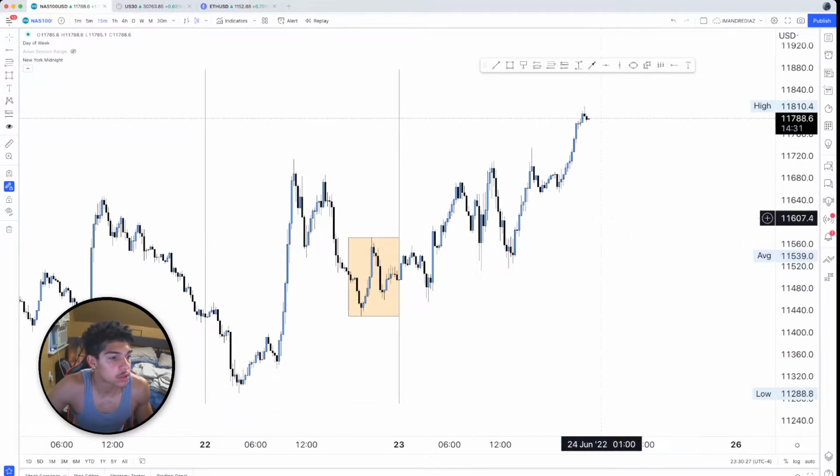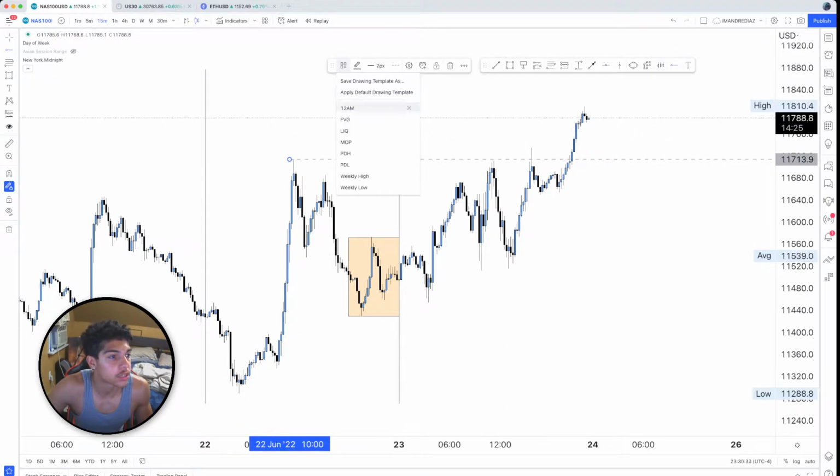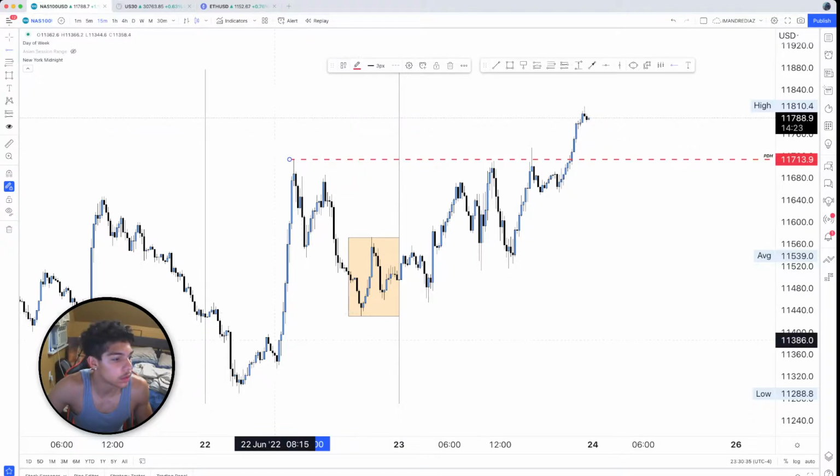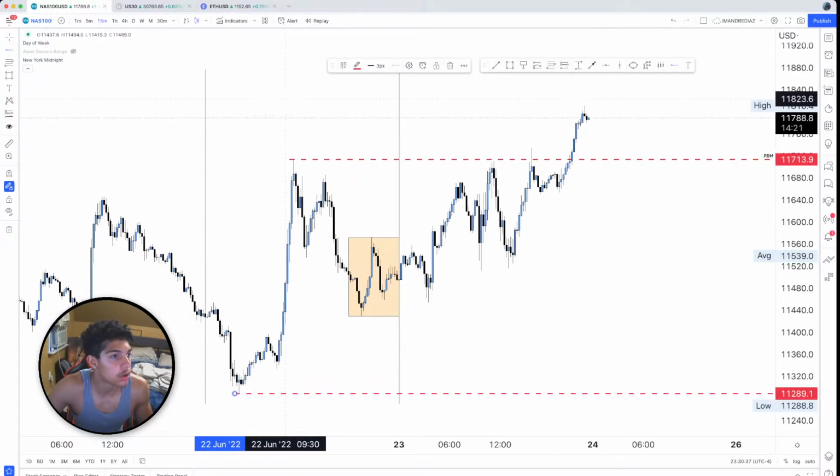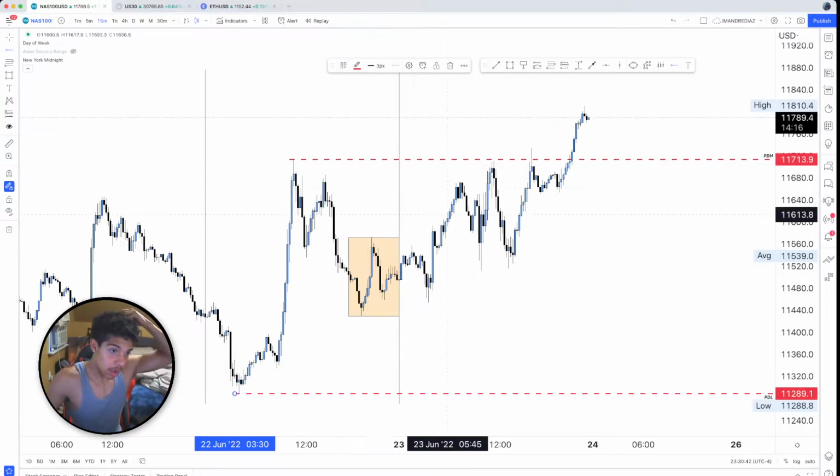So first things first, we already have the Asian session marked up, but we're going to start off by getting the previous day's high, which is going to be right here. Then we got the previous day's low down here. And as you can see, the previous day's high did get ran through. So obviously today was a bullish day. So that is the first thing.